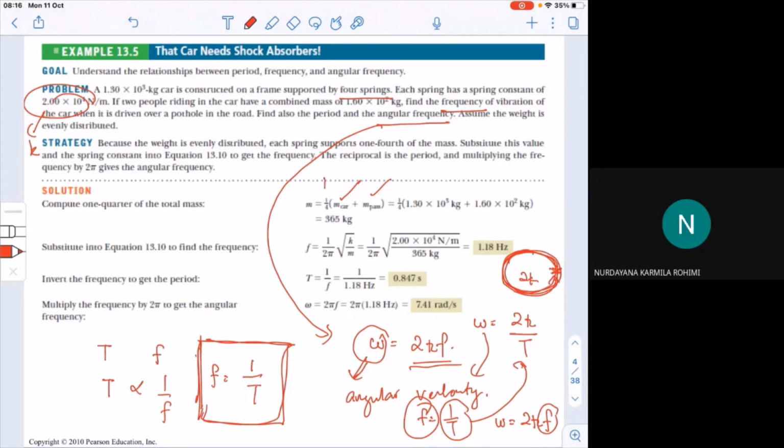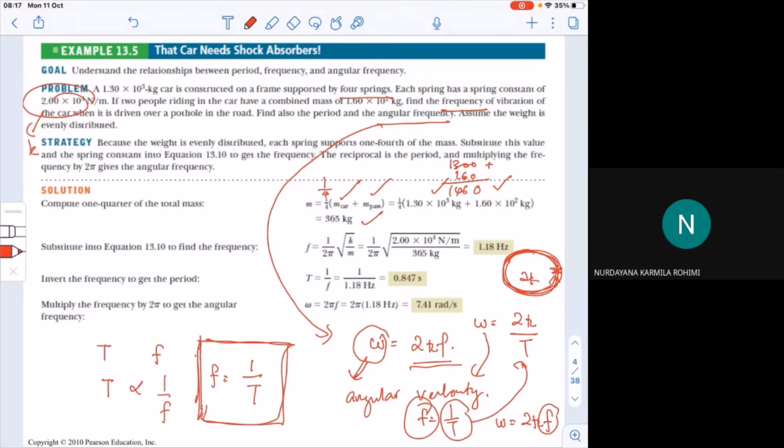How can we get 1/4 of the total mass? Because the springs divide the mass to 1/4 of its original mass. So we have 1300 kilograms plus 160 kilograms, which is 1460, and dividing by 4 you get 365 kilograms. To get the mass per spring we divide by 4, because the mass is actually supported by 4 springs.